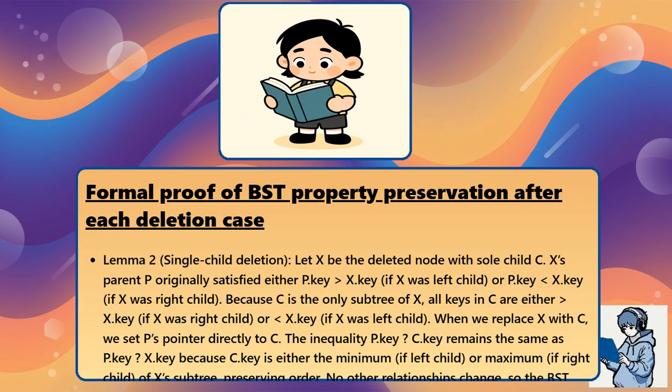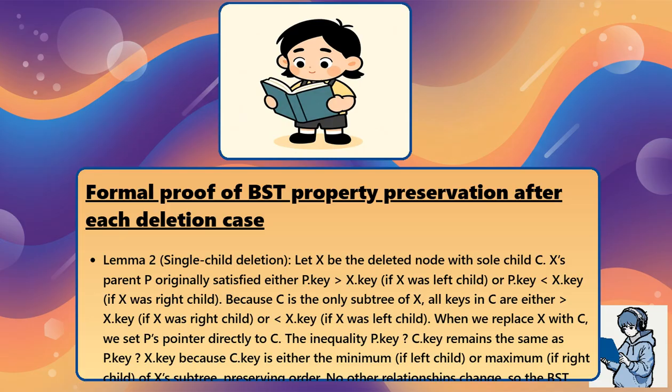Lemma 2, single child deletion: let X be the deleted node with sole child C. X's parent P originally satisfied either P.key greater than X.key if X was a left child, or P.key less than X.key if X was a right child. Because C is the only subtree of X, all keys in C are either greater than X.key if X was a right child or less than X.key if X was a left child.